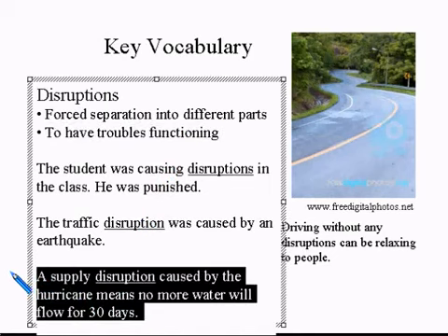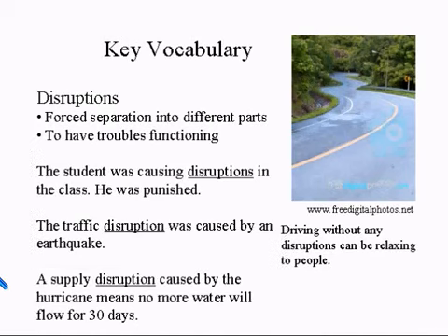A supply disruption caused by the hurricane means no water will flow for 30 days. Or no more water will flow for 30 days. Driving without any disruptions can be relaxing to people.